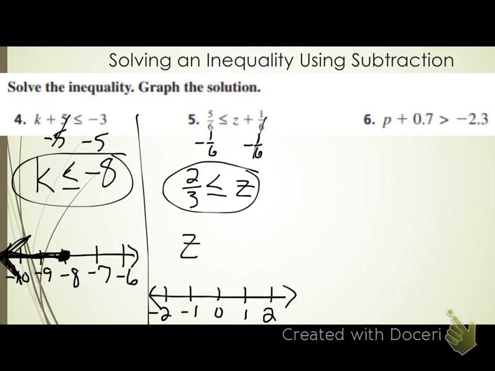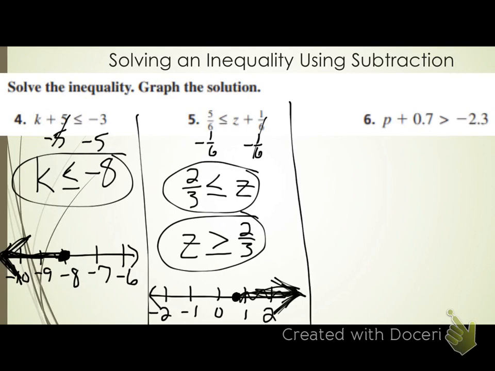Once again, if you need to, you can flip it to where the variable is on the left. That's the same thing. Open or closed circle on 2/3? Closed. So that'll be 2/3 of the way between 0 and 1. Which way am I shading? To the right. So any number that's greater than or equal to 2/3 is a solution to my inequality. Questions on 5?